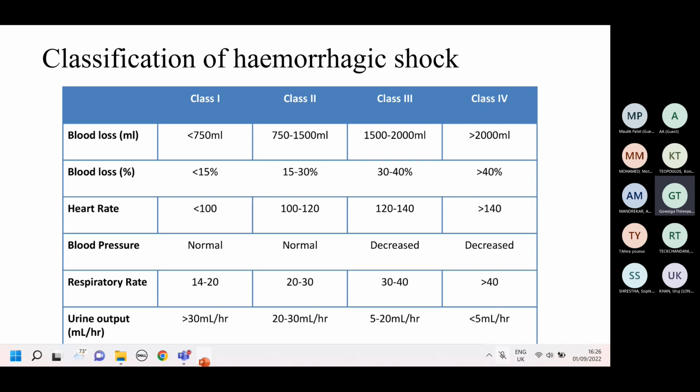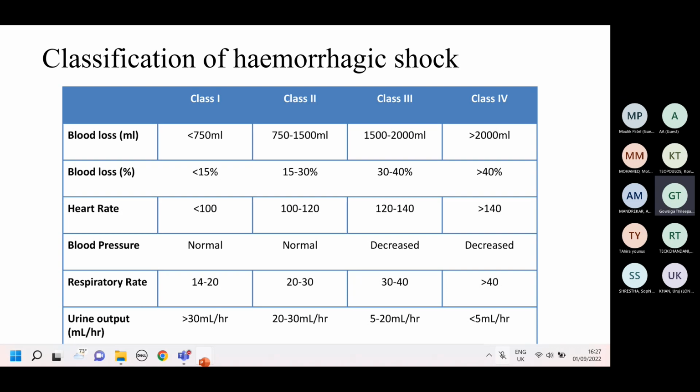So, class 1: you can't detect the patient if you are not closely and continuously observing, because the parameters are well maintained. Heart rate is normal, blood pressure normal, respiratory rate within the normal range, urine output is maintained, but the patient has lost 750 ml of blood. This is the time that you detect the patient early, depending on your scoring on the clinical bedside assessment, concealed hemorrhage.